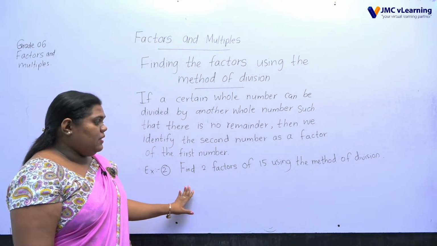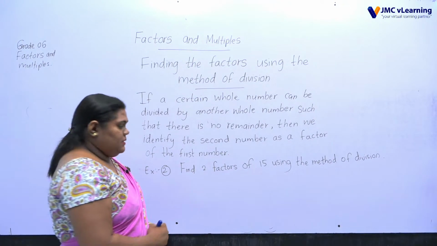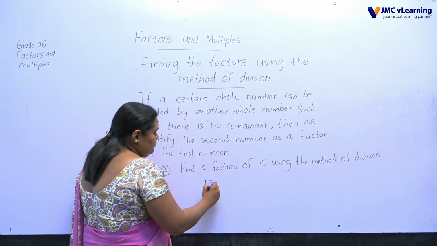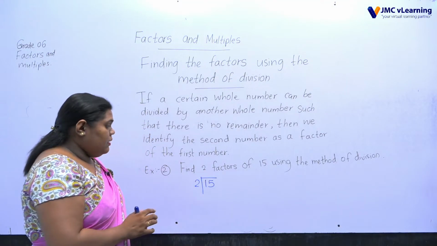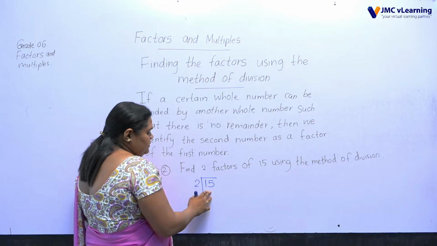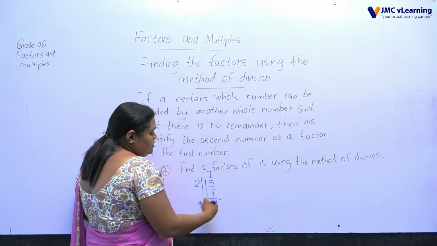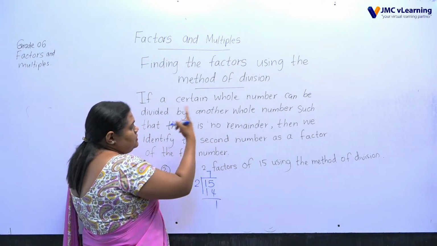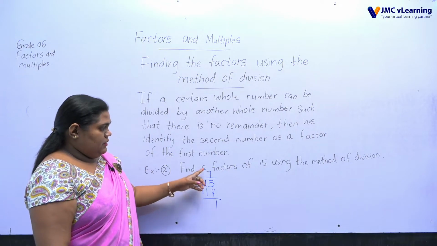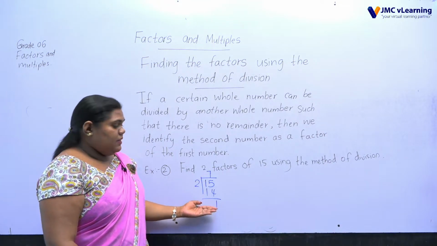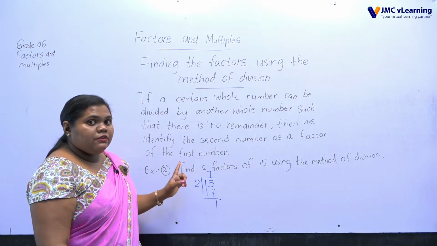Now we are going to find the factors of 15 using the division method. So we can divide 15 by, first we will divide by 2. How many 2's in 15? 7. 7 times 2, 14. Then 1 is remaining. So when we divide it, we cannot get a zero remainder. So this 2 is not a factor of 15.